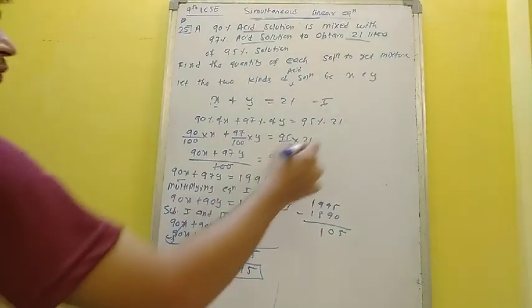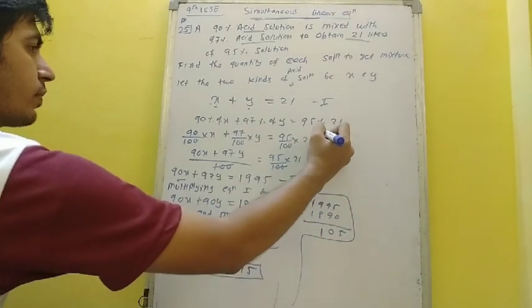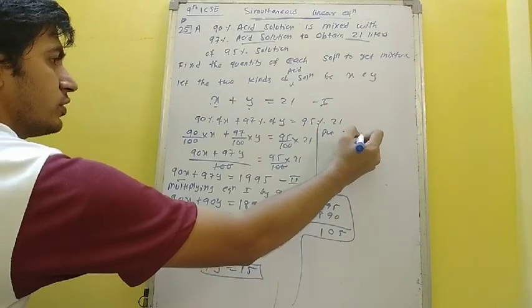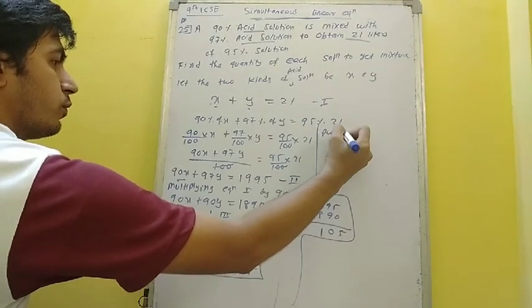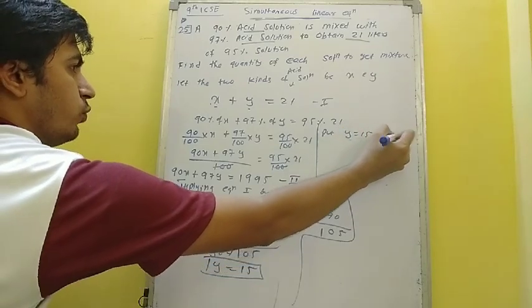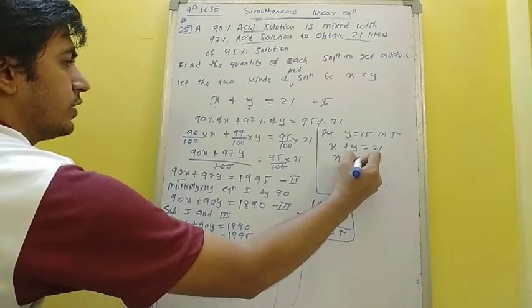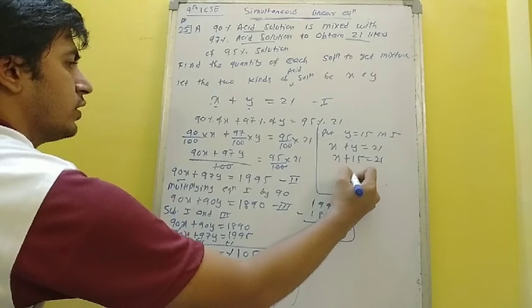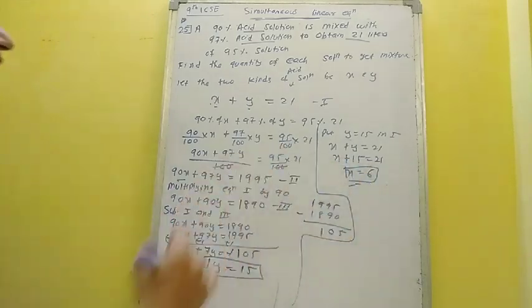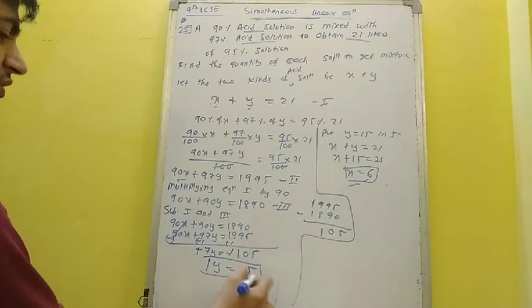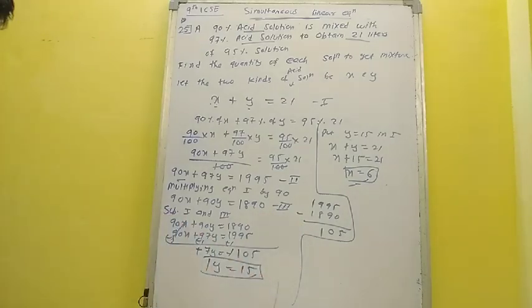Okay, and we put y equal to 15 in equation 1. We have x plus y is equal to 21. x plus 15 is equal to 21. So x is equal to 6. Therefore, the two types of solution are 6 liters and 15 liters each. The first solution is of 6 liters and the second solution is of 15 liters. Okay? Try to read the question and try to solve it properly.